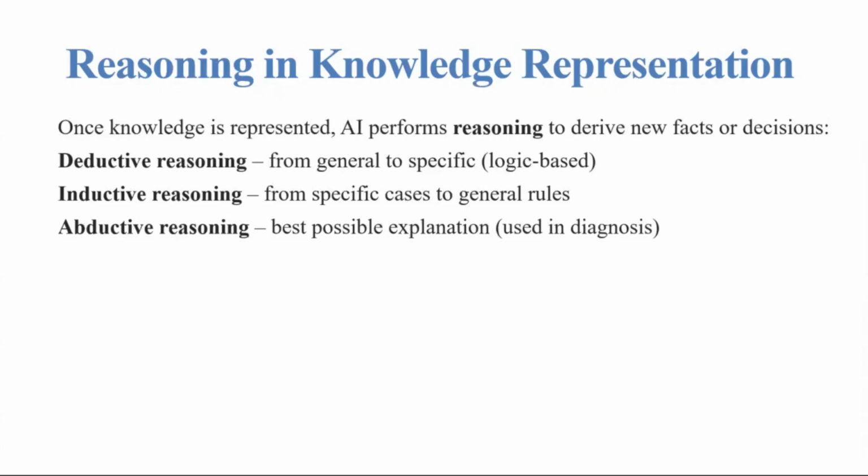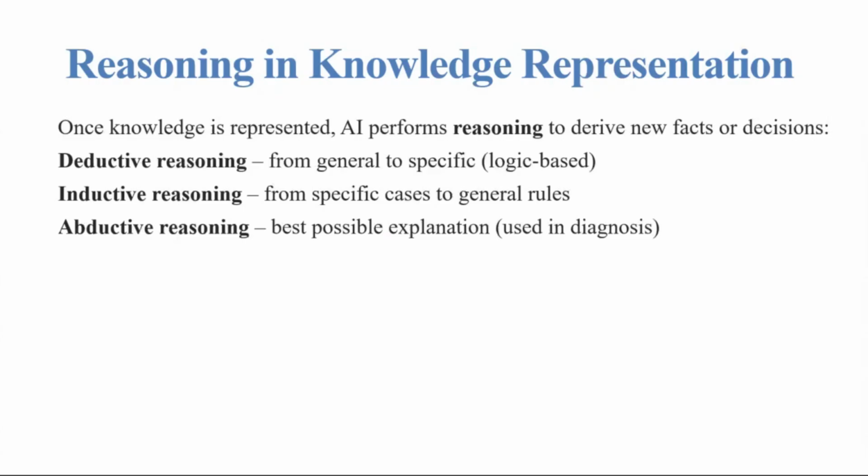One more example, medical diagnosis. This type of reasoning is widely used in hospitals. Suppose a patient has fever, cough, and body pain. The AI may suggest the patient may have a viral infection. Notice that the AI is not saying the patient definitely has a viral infection. It is simply providing the best possible explanation based on the available symptoms. Doctors then perform additional tests to confirm the diagnosis. That's why abductive reasoning is very popular in medical diagnosis, fault detection, cybersecurity, and also in troubleshooting systems.